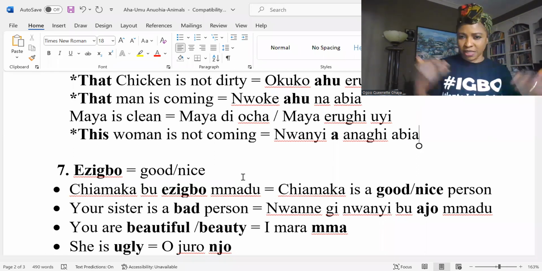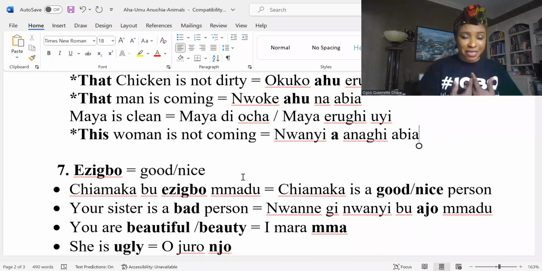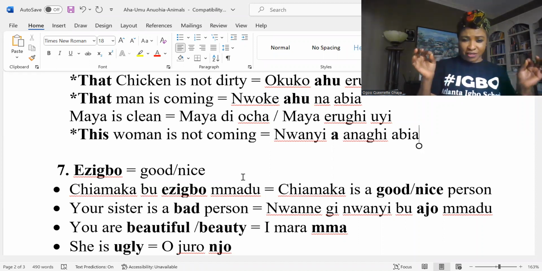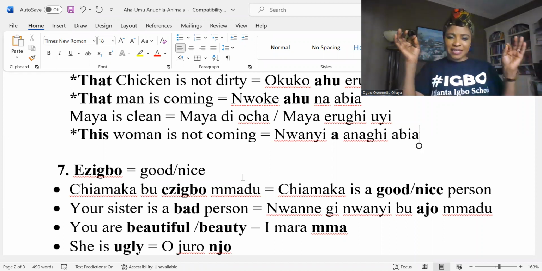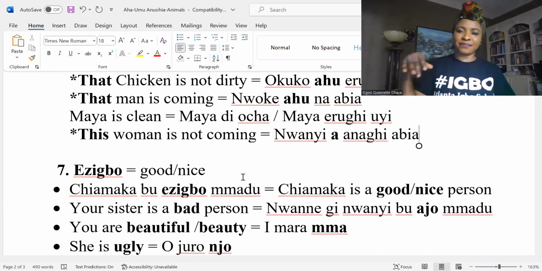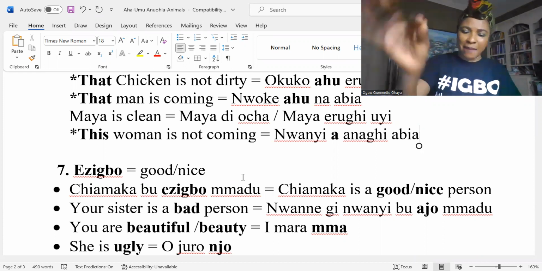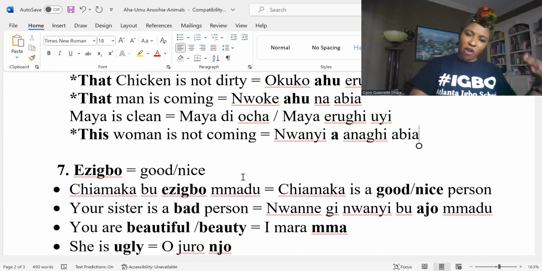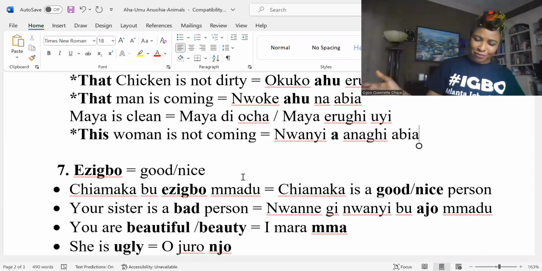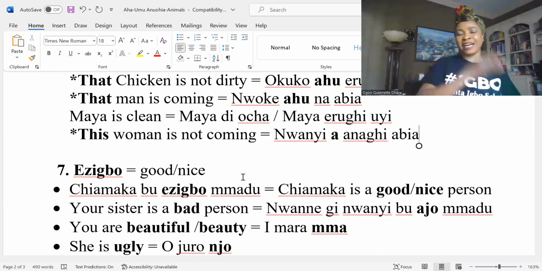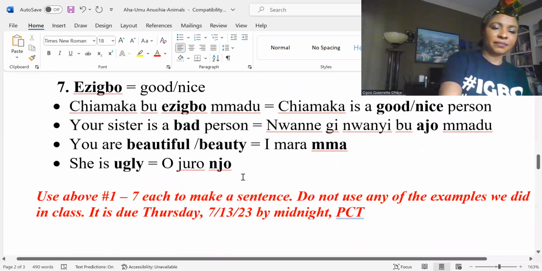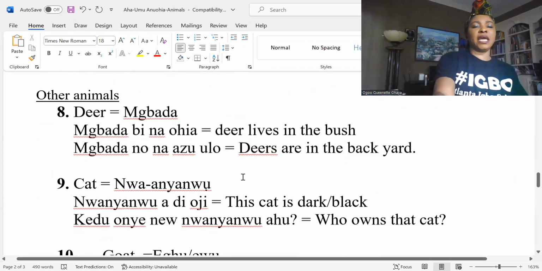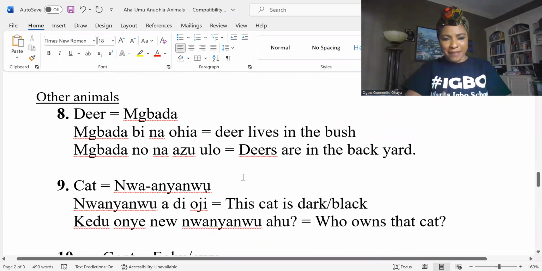So these are the things we did last time. You are beautiful, or you say beauty. This person is so beautiful. Beauty is mma. E mara mma: you are beautiful. O mara mma: she's beautiful. O mara mma: he's handsome. You see that? So all this. And then we have a word there, mbada.